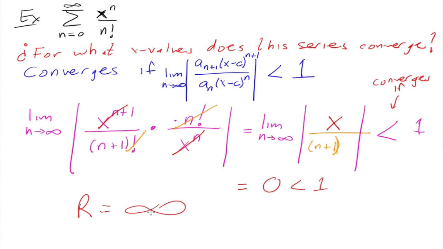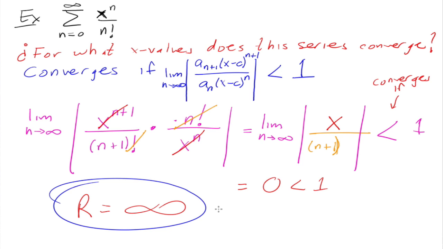Because it doesn't matter what x is, right? Then this series is always going to converge, and that's because if you just have a number raised to the n over n factorial, the n factorial is going to dominate, right? So that series is going to converge. So this right here, this is the radius of convergence, right?